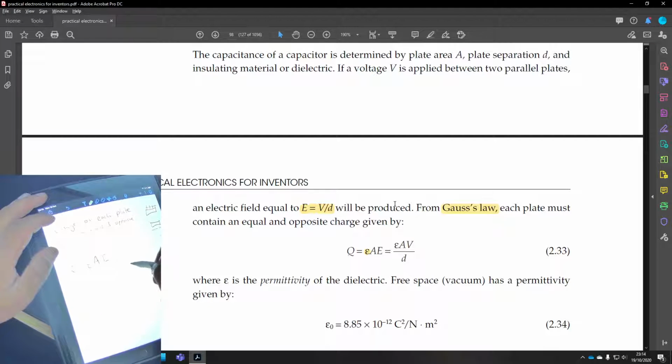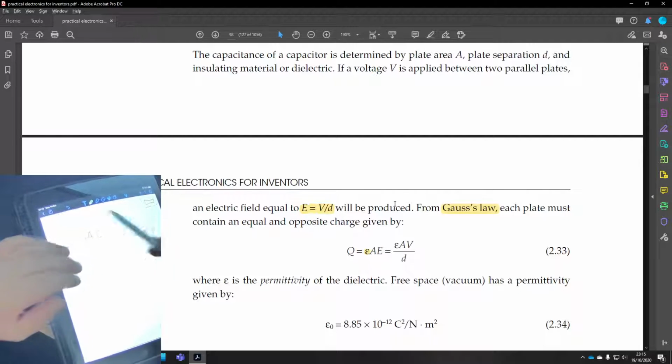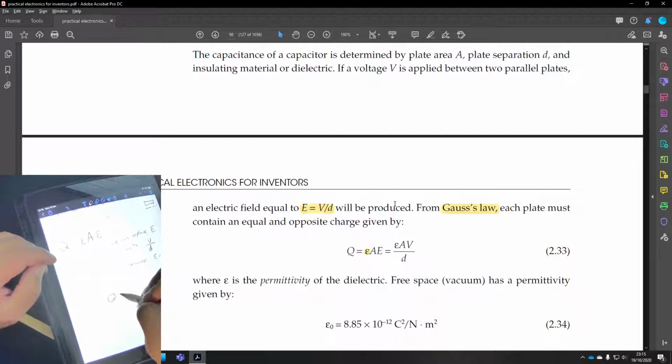So now what we can do is replace E with V over D. Wait, too much Ohm's law. We can replace E with V over D, because E is equal to V over D. Cool. Okay. So then that leaves us with Q is equal to, what was this thing called again?